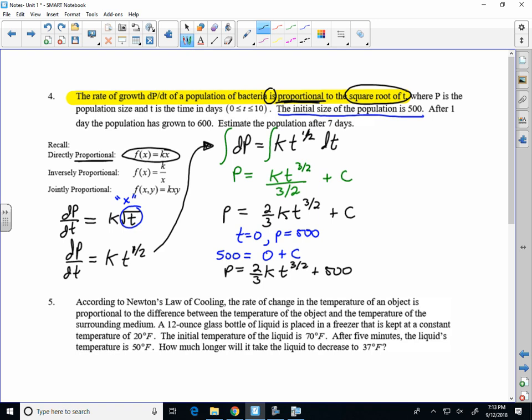We have two constants: one that was built into the equation and one that came through the process of integration, the constant of integration c. We have to figure out what both of those are. Now you can see here that that first condition was only able to give us one of the constants. So if you have two constants, you need two conditions. If you have 10 constants, you need 10 conditions, unless something miraculous happens where everything zeroes out. In this case, they gave it to us. They said after 1 day, the population has grown to 600.